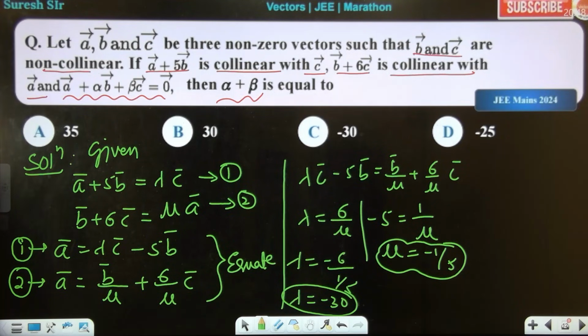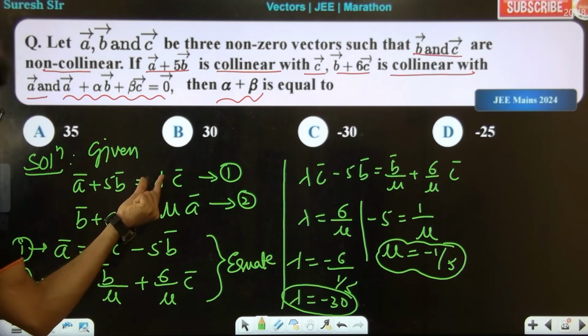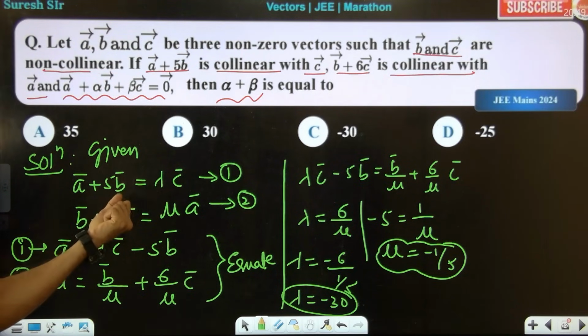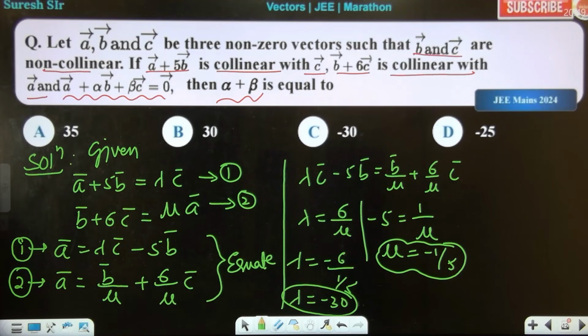Now I will do one thing. I will substitute the lambda value that we got in the first equation. Check. If I substitute the lambda value here in the first equation, what am I going to get? So let me write here.